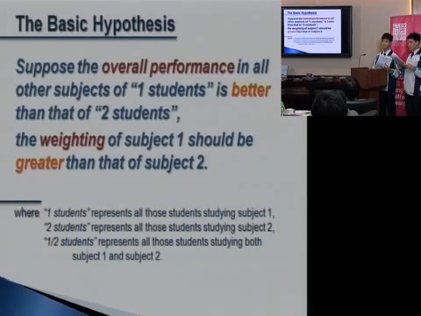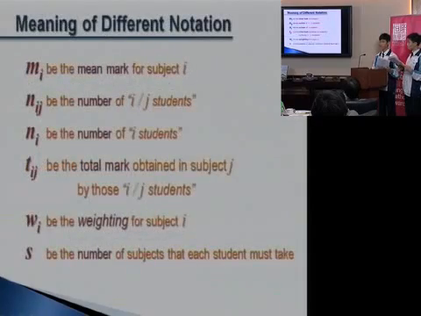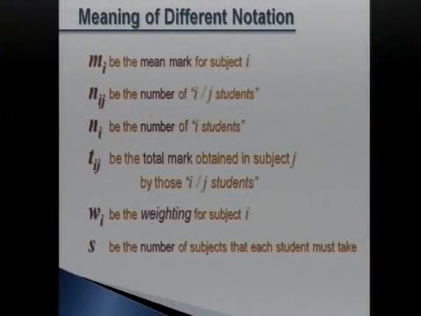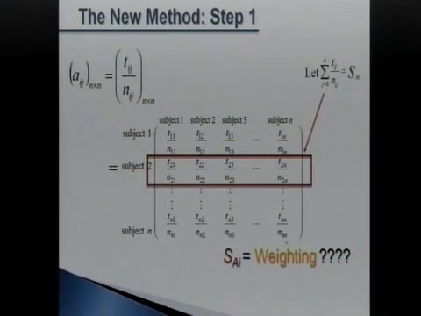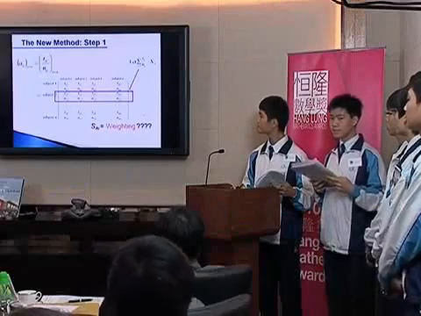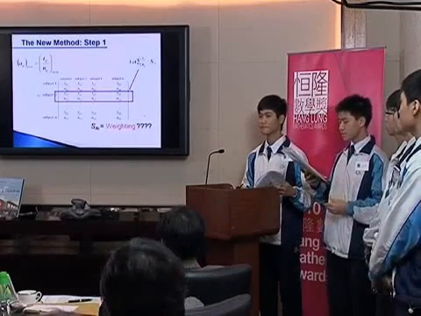Okay, first of all, we want to define these symbols as follows. The explanation of the algorithm of our new method will be subdivided into 4 steps. In step 1, we use a matrix to represent the academic results of students. Aij represents the mean mark of subject j obtained by i-j students. For example, A13 represents the mean mark of subject 3 obtained by 1-3 students.